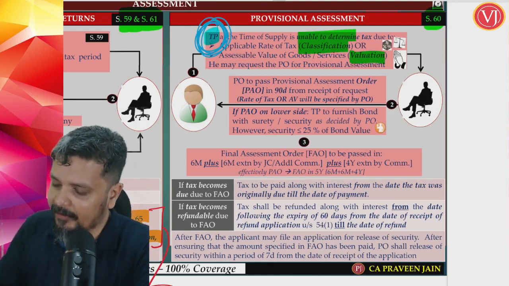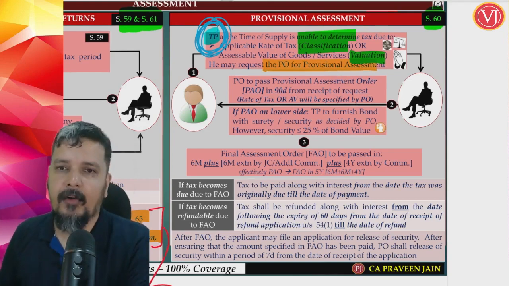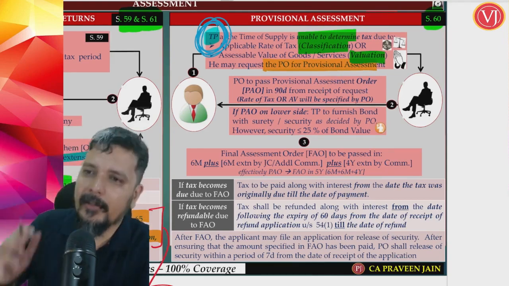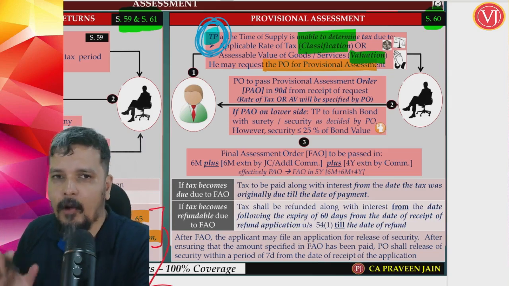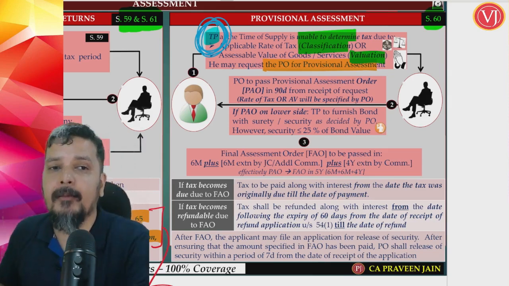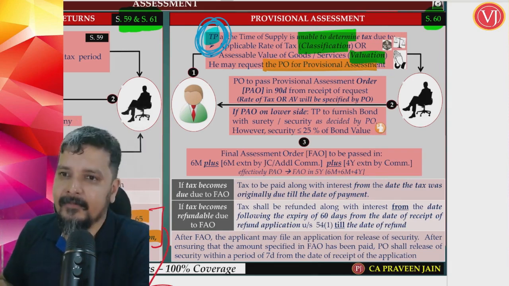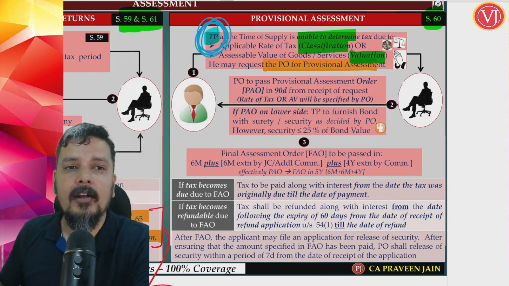Now what he'll do? He'll make an application to proper officer for doing provisional assessment. He'll tell officer, you decide. Officer, I have doubt with my value, you decide. Whether the subsidy given by a holding company should be added, because it is not a subsidy linked to the price, it is a general subsidy. Now you decide.